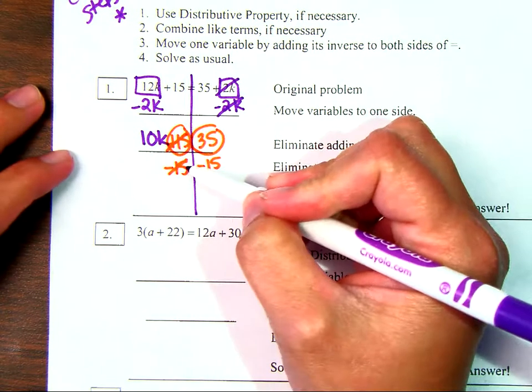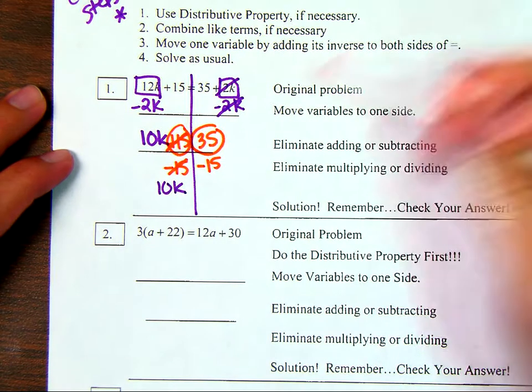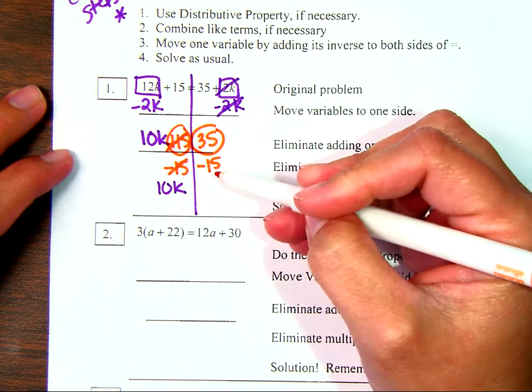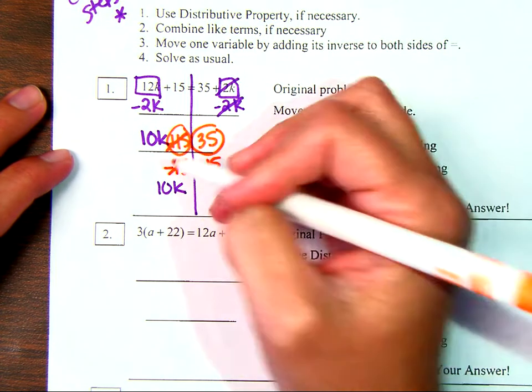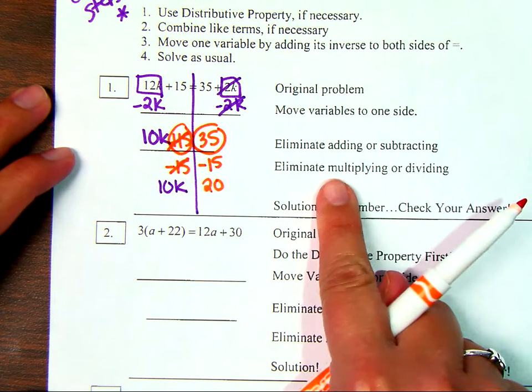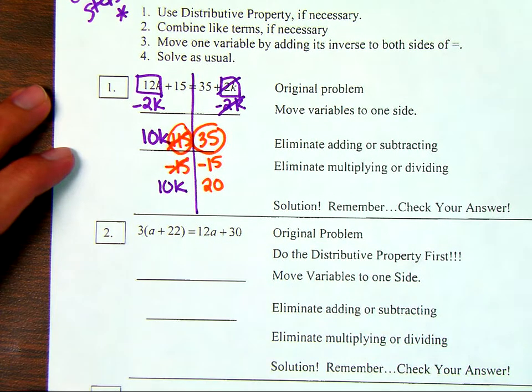Positive 15 and negative 15 cancel out. And now we have 10k on the left. And 35 minus 15, or 35 combined with 15 negatives, is going to give you the value of 20. So now we're going to eliminate by multiplying or dividing, depending on what the situation is. So we've made it all the way to a one-step equation.